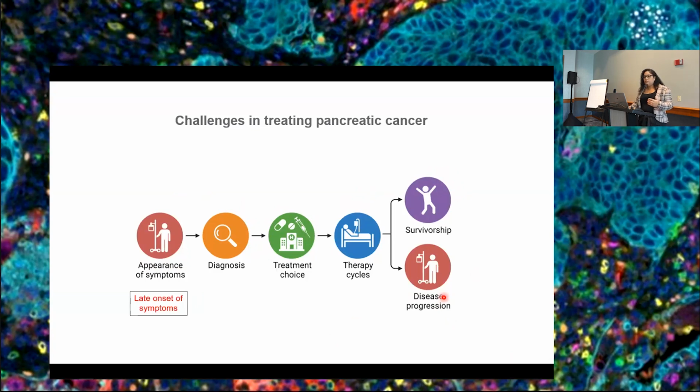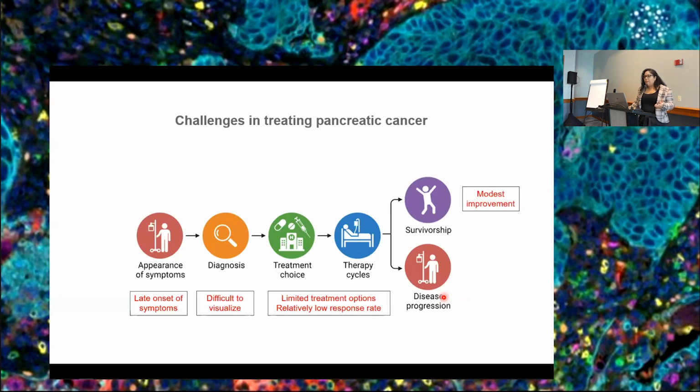First, pancreatic cancer usually has a late onset of symptoms. So at the moment that the patient is diagnosed, the disease has already progressed. The other thing is that although precancerous lesions in pancreatic cancer are very common, very frequent, they are very difficult to visualize. They cannot be visualized by CT scan or MRI. In addition, we also have limited treatment options and a relatively low response rate to this treatment. So, with that, we have just a modest improvement in survival.